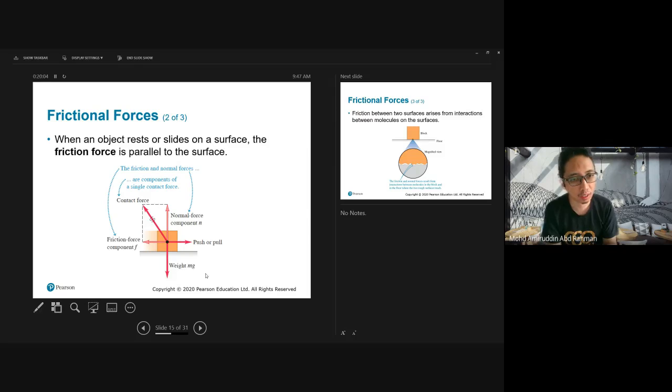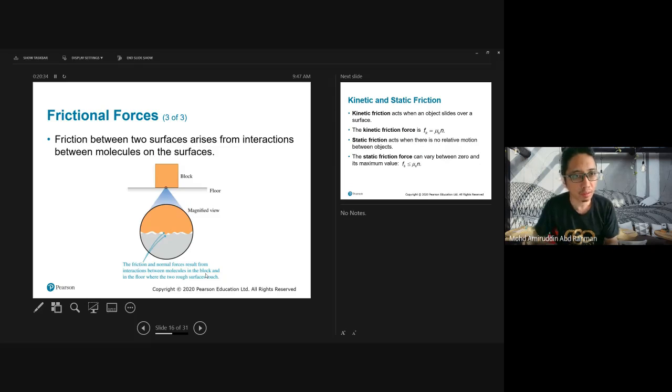Let's say we have a contact force. That contact force can be expanded into the friction force and also the normal force. We also have the weight acting against that normal force, so it cancels out. So we have the push or pull force along the x-axis. The friction between the two surfaces arises from the interaction between molecules on the surface. Because we have the molecules, that's why we have the friction.